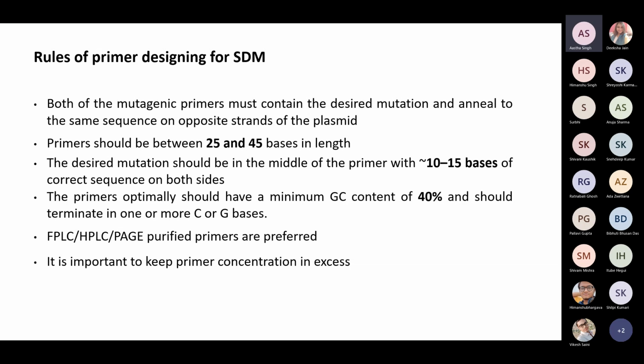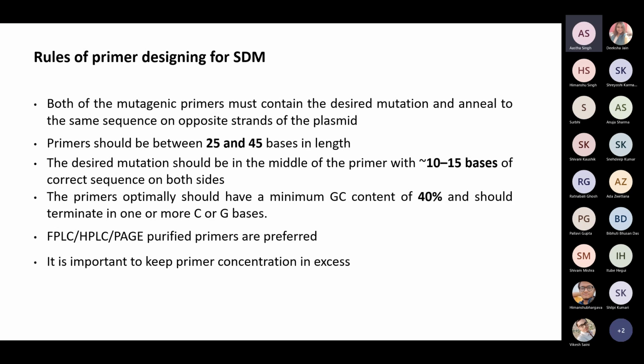Okay, so now let's discuss a few rules of primer designing while doing an SDM experiment. The first rule is both the mutagenic primers must contain the desired mutation and they must bind to the opposite strands in the plasmid DNA in the same sequence. Now, the length of the primers should be 25 to 45 bases, which you might have noticed is different from the usual primer designing rule, which is that the primer length should be 18 to 24 nucleotides long. But why this is here, we'll get to know in the next slide.